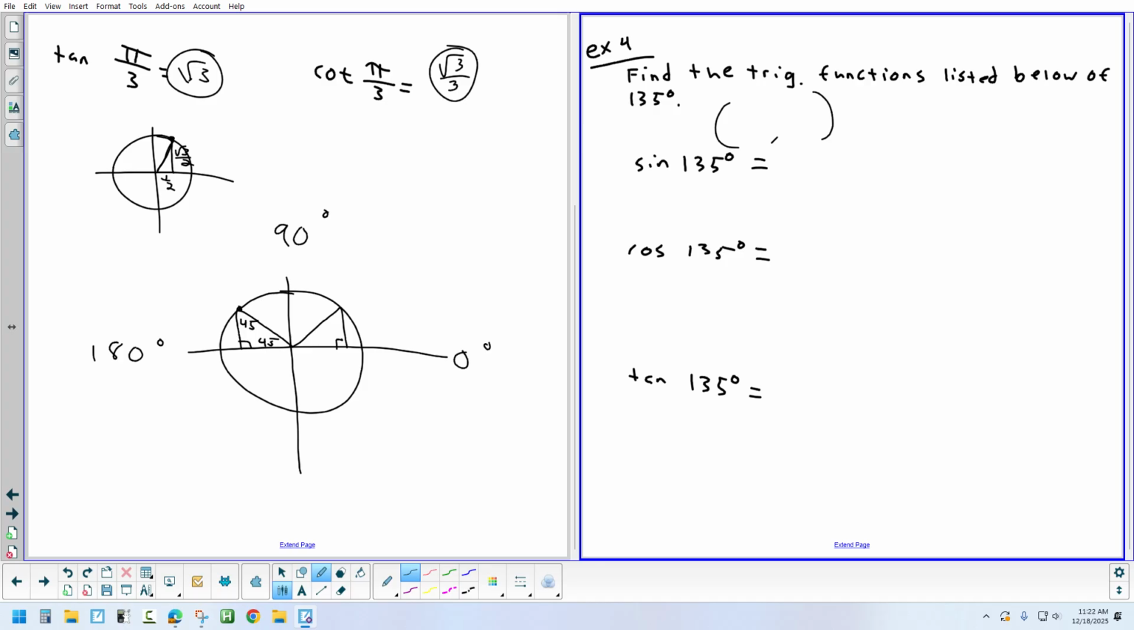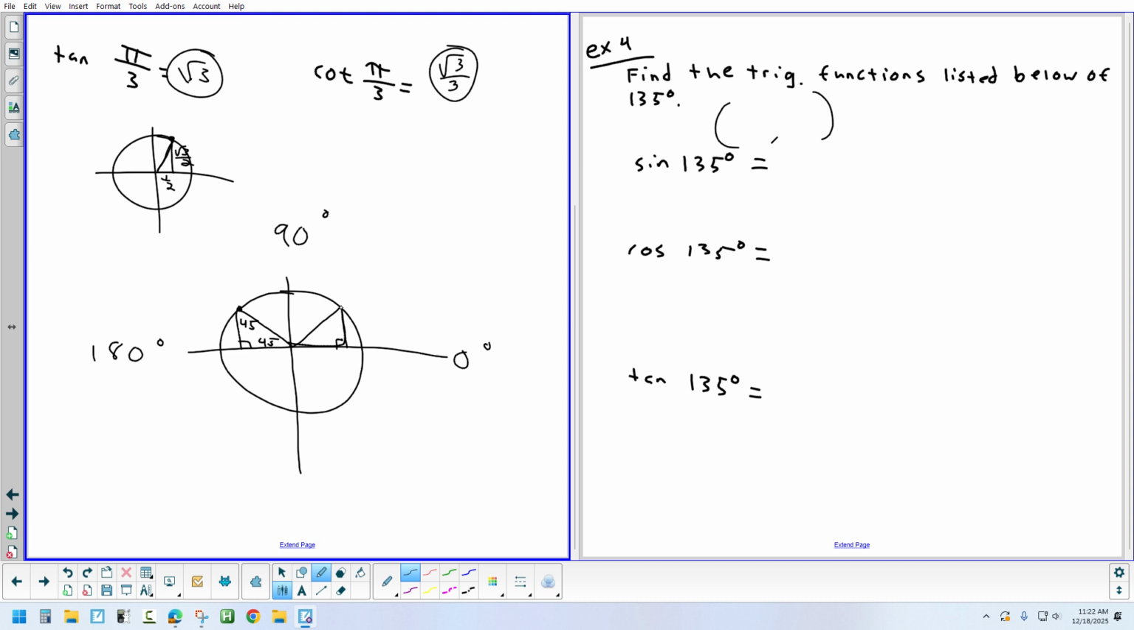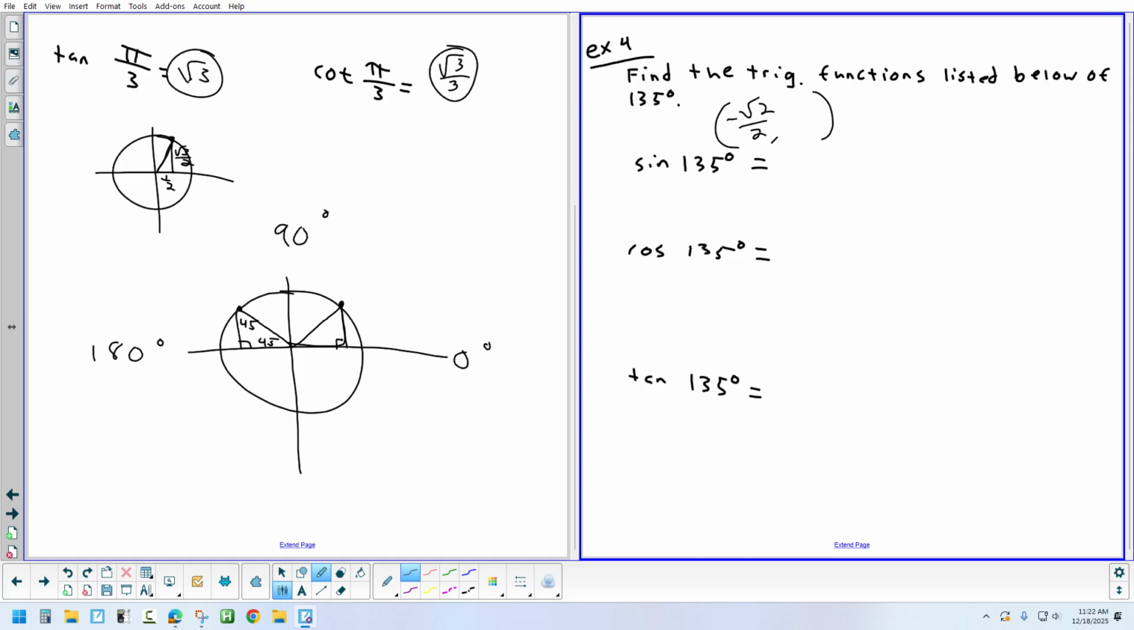Would it be the square root of 2 over 2, square root of 2 over 2? That's 45. That's right here. Square root 2 over 2, square root 2 over 2. No, we don't want to do anything with adding or subtracting 360 right now. Would it be negative square root of 2 over 2? Yep, negative square root 2 over 2. And the y value? Yep. Root 2 over 2.